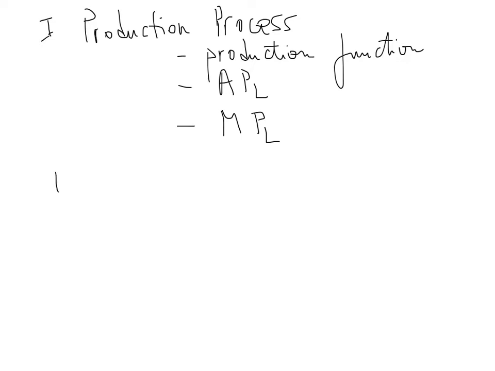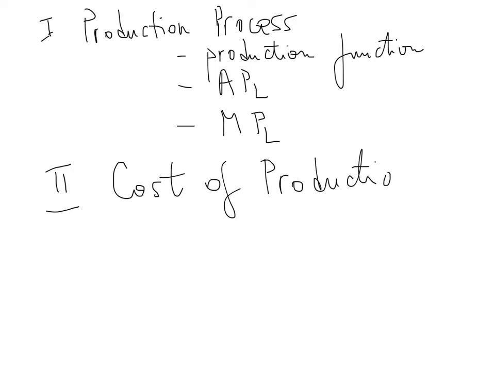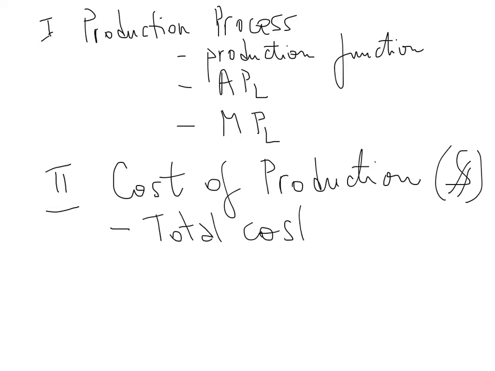Then we are going to move to the second part, which is going to be about the cost of production. What are the dollar costs of production associated to the production process above? And here we are going to discuss the total cost of production. The measurements are going to be total fixed cost, total variable cost, and total cost.